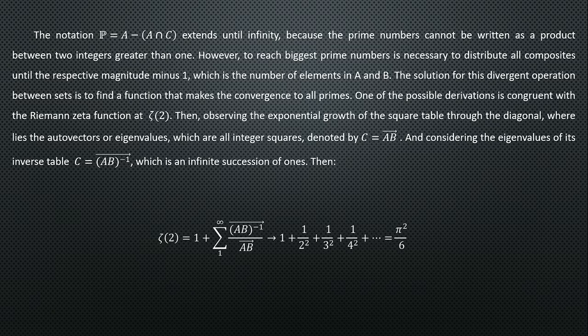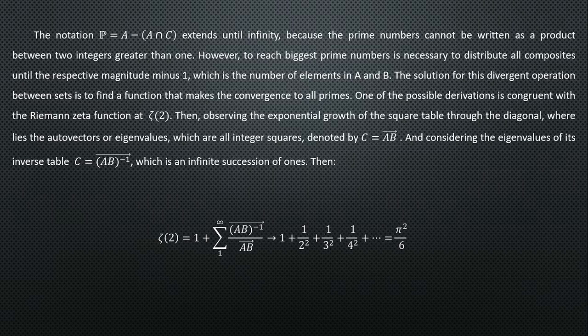The notation extends until infinity, because the prime numbers cannot be written as a product between two integers greater than 1. However, to reach biggest prime numbers is necessary to distribute all composites until the respective magnitude minus 1, which is the number of elements in A and B. The solution for this divergent operation between sets is to find a function that makes the convergence to all primes.